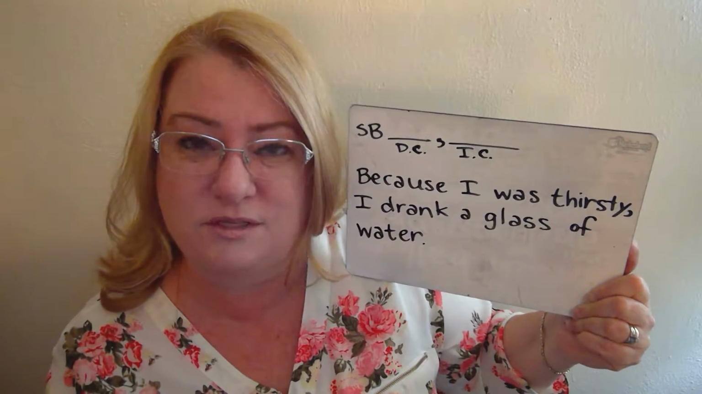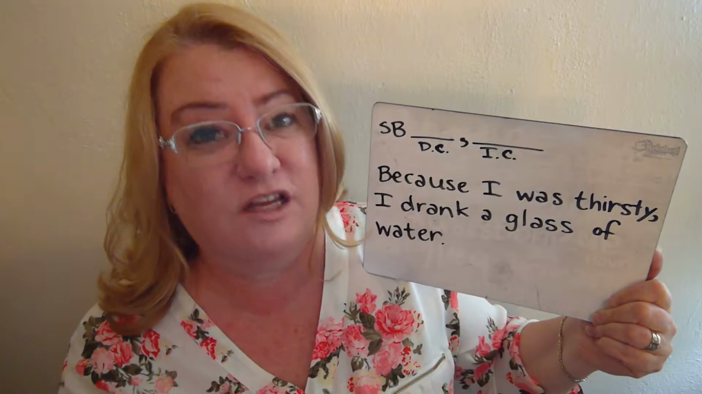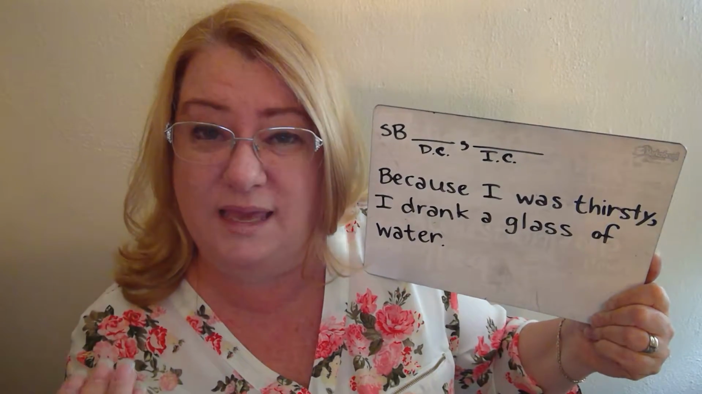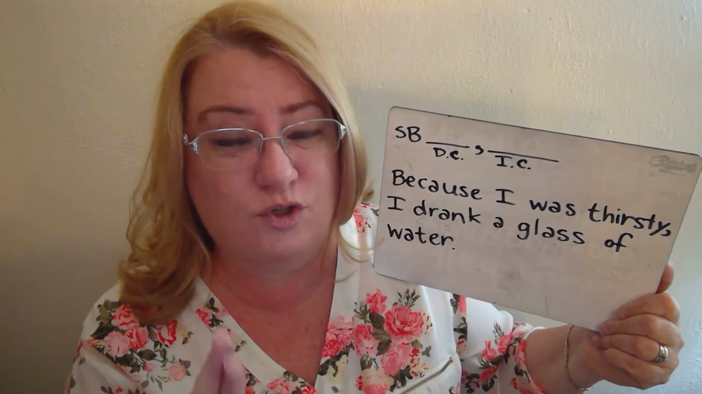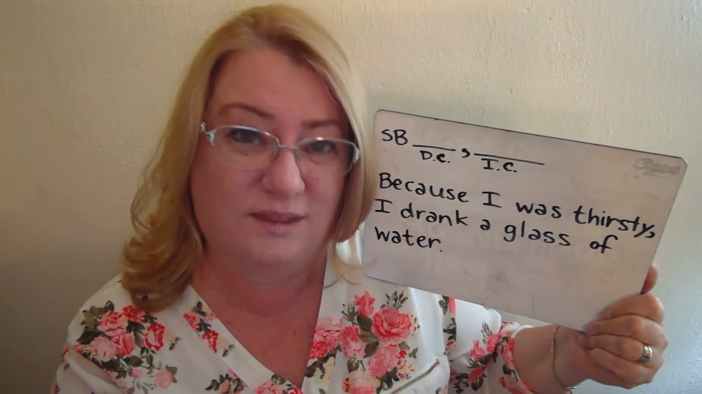Now, these are examples of how you can use subordinate conjunctions either at the beginning or in the middle of your sentence to connect those two clauses, the independent with the dependent. Subordinate conjunctions.